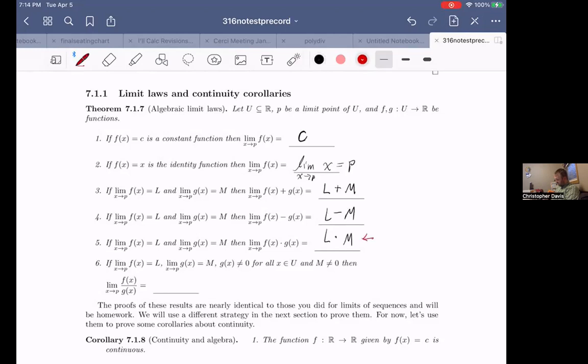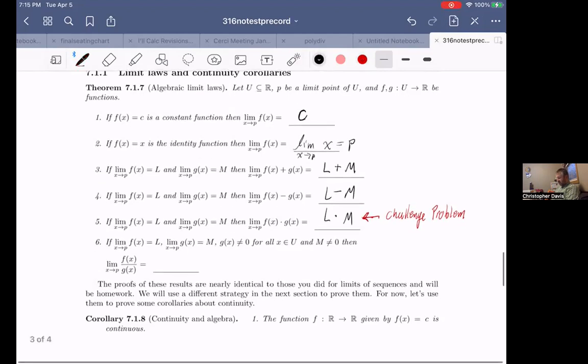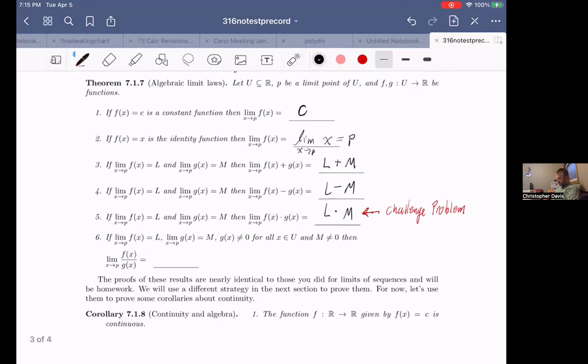And maybe I'll give a quick advertisement. I've sketched an argument for this as a challenge problem for you to go through. Go and read through that challenge problem, write it up, and then come show me. If f gets close to L and g gets close to m, and you never divide by 0, and you never divide by 0 in the limit, then the limit as x approaches p of f of x over g of x is L divided by m.